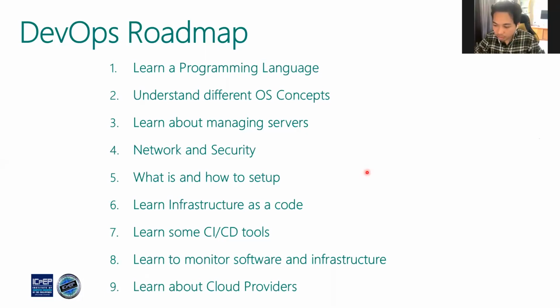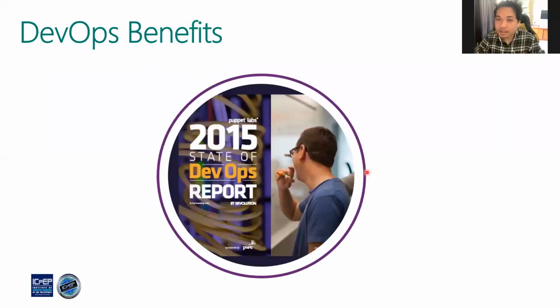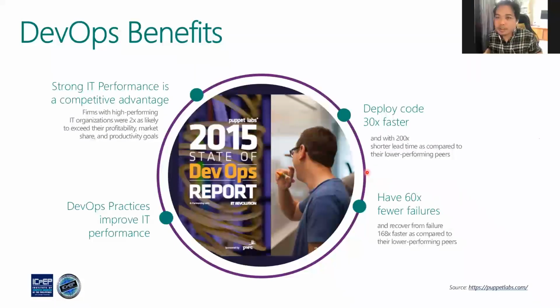Alright, so let's move on to the next slide. Next is, what are the benefits? Benefits daw ng isang DevOps. So there is a 2015 State of DevOps report that was published by Puppet Labs. Though, mapapansin nyo, it's a 2015 report. But kung titignan nyo yung history ng DevOps, 2015 is the start or yung pagiging sikat ng DevOps culture na is slowly being embraced by the community or by the whole industry.